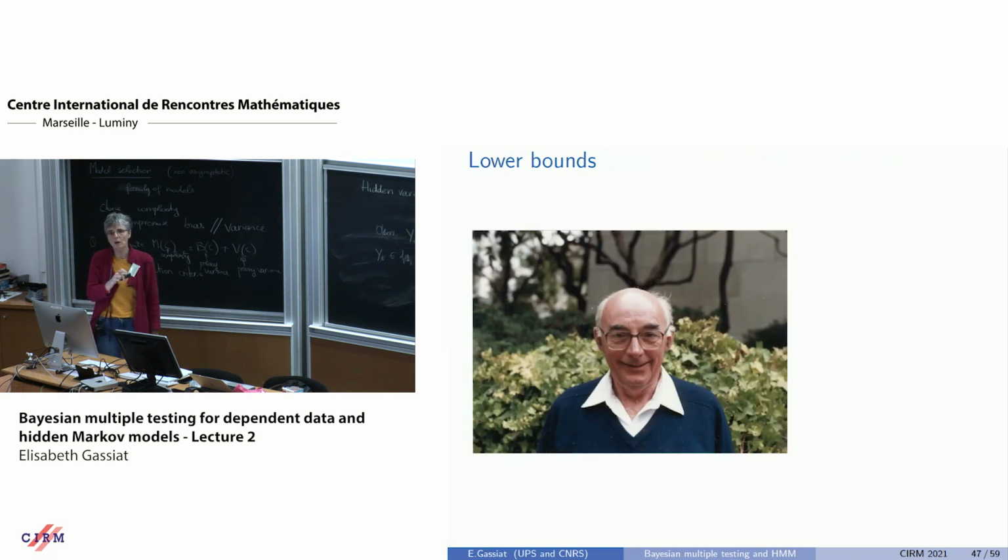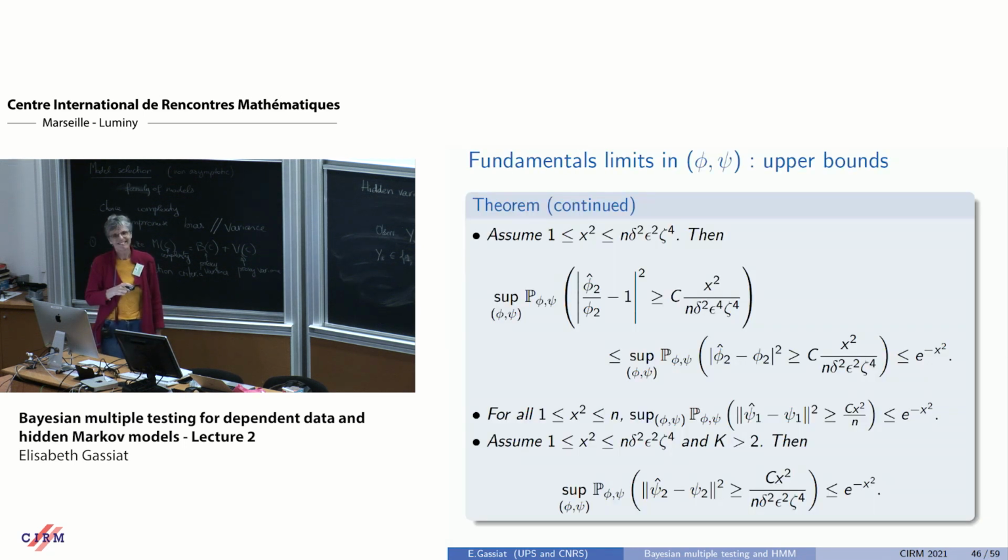So now I come to lower bounds. No, they have k. The same about what? The same as what? Same constants. So the constants here.